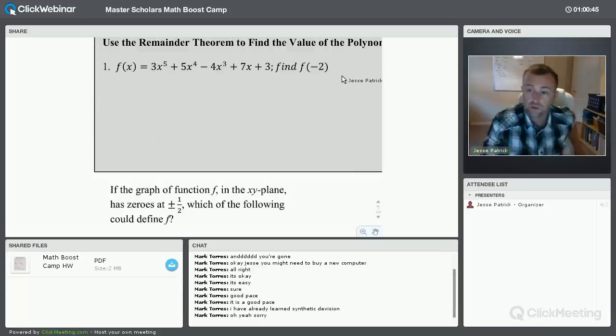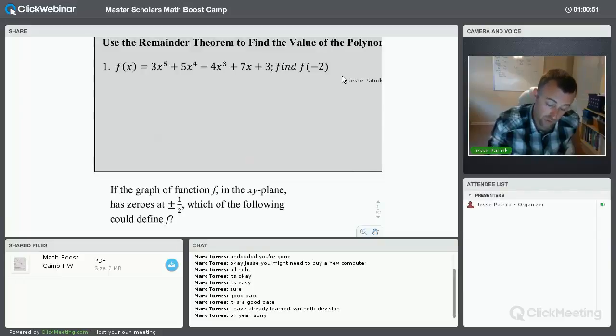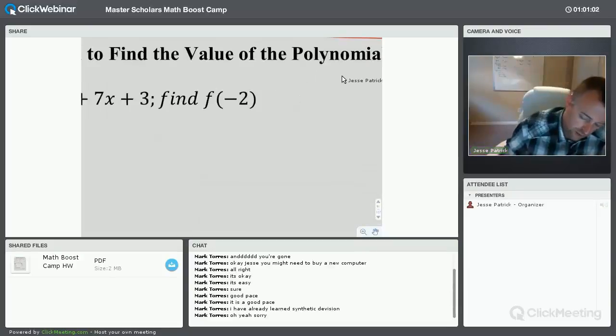Here's the issue. This problem will be on a no calculator section. This would suck to plug in negative 2. You've got to raise it to the 5th, and then to the 4th, and then to the 3rd. You've got to add all these, multiply all these. It is so much faster to just do synthetic division. And here's how you do that.